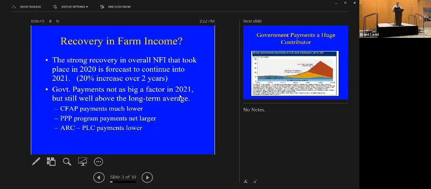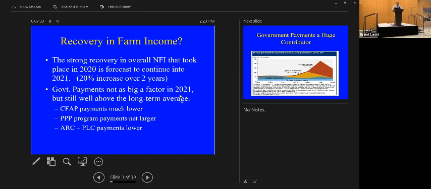That recovery definitely started to take place in calendar year 2020. Seems to be continuing and even becoming more true as we move through 2021. Net farm income about 20% above 2 years ago. One cautionary point that needs to be made is how big of a factor government program payments have been really for both of the last 2 years, 2021 and going back to 2020, but not quite as big a factor in 2021 as it was in 2020.